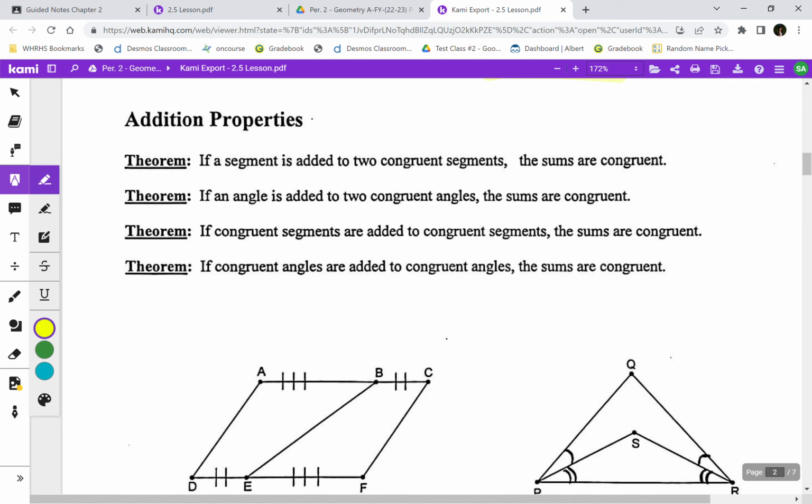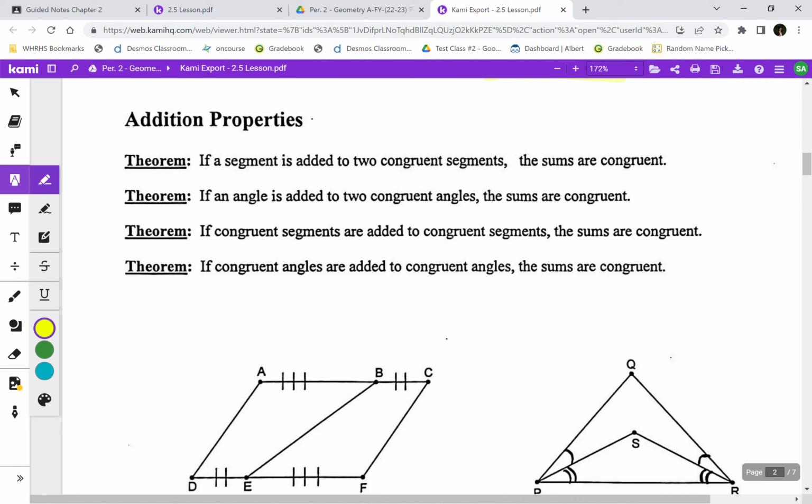The first theorem: if a segment is added to 2 congruent segments, the sums are congruent. That's like what we did in the do now. If we added the same thing to 2 congruent things, the sums are congruent. Same thing with angles. If an angle is added to 2 congruent angles, the sums are congruent. We added the same angle to 2 congruent angles, the sums were congruent.